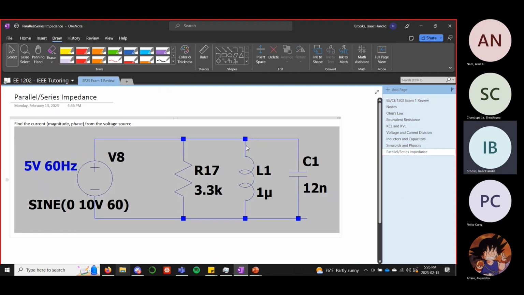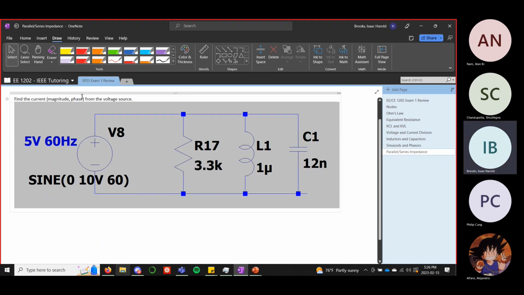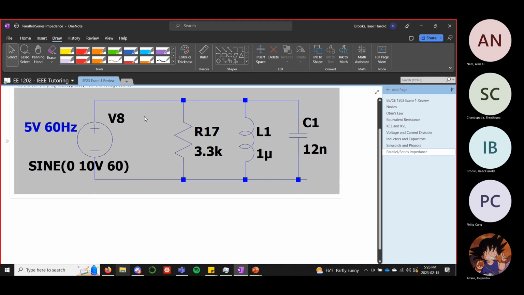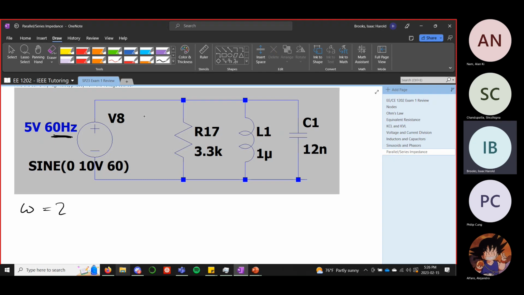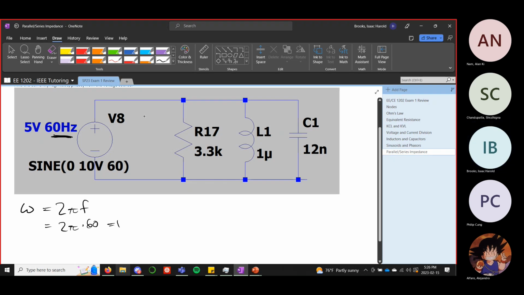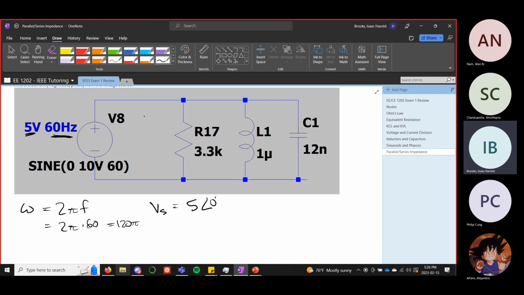So if you're given this circuit, and we want to find the current from the voltage source, then what we have to do is, first we have to know the frequency that it's operating at so that we can find the impedance of each of the elements. So we've been given the frequency in hertz. So what we have to do first is get the angular frequency. And the formula there is 2 pi f. So omega here is going to be 2 pi times 60, 120 pi. Okay. And the amplitude here is 5 volts. So we can say that our voltage source is 5 at an angle of 0 degrees.